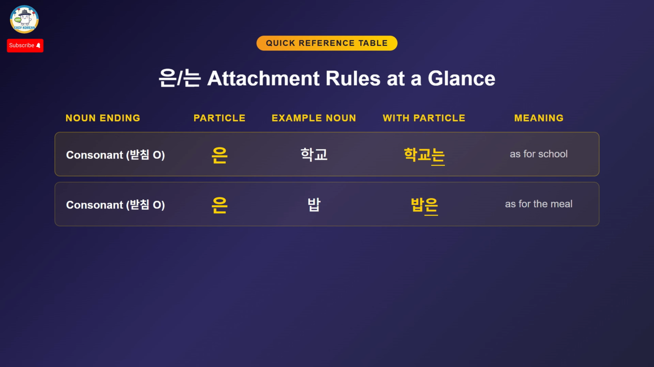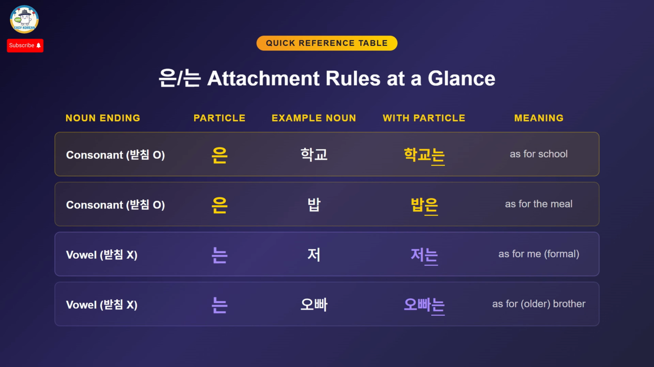Pay close attention to that last sound of the noun. When a noun ends in a vowel, we attach neun. 저, meaning I in formal speech, ends in the vowel 어, so 저는. And 오빠, older brother, ends in the vowel 아, so 오빠는.